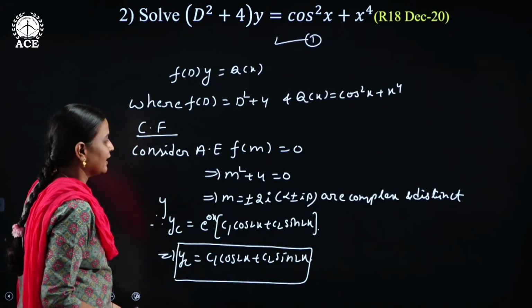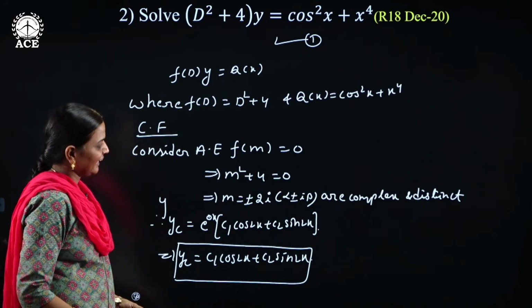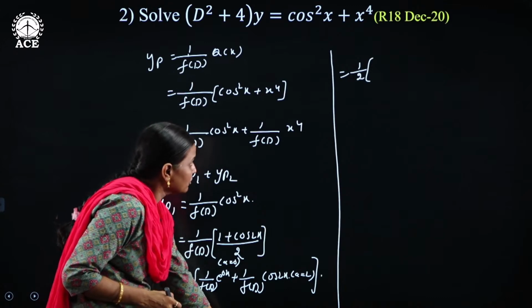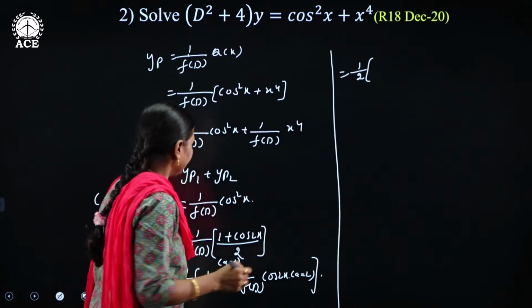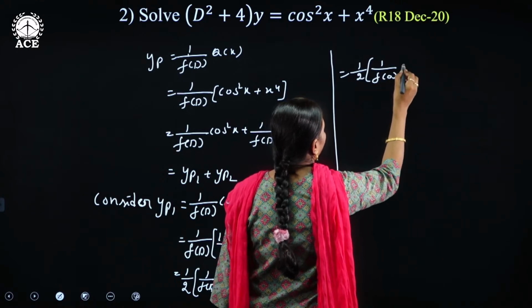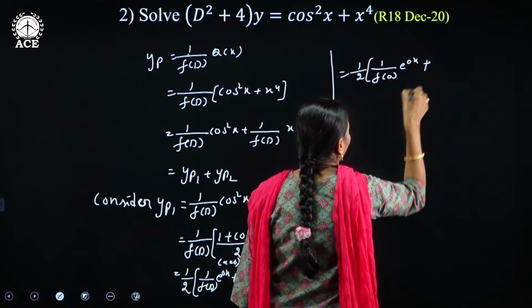The roots are plus or minus 2i, complex roots. Here a is not equal to any root. So therefore, what is the particular integral? Directly we can write that yp1 is equal to 1 by f of 0 into e power 0x.